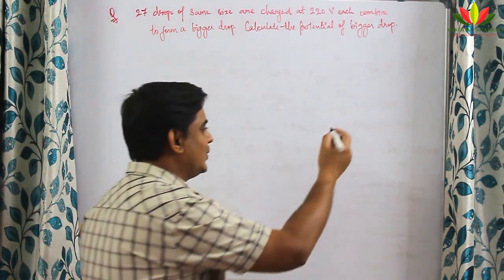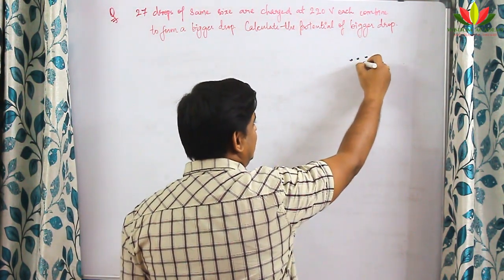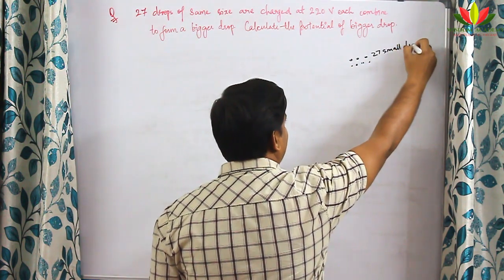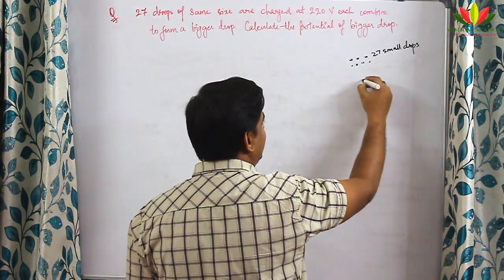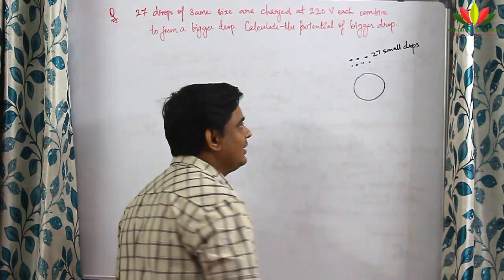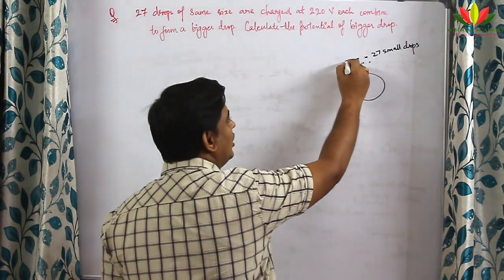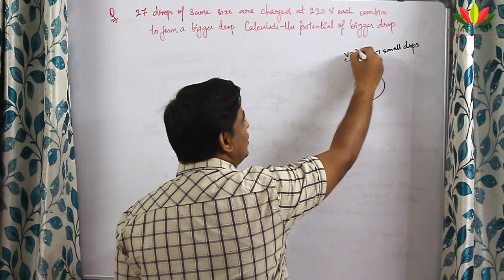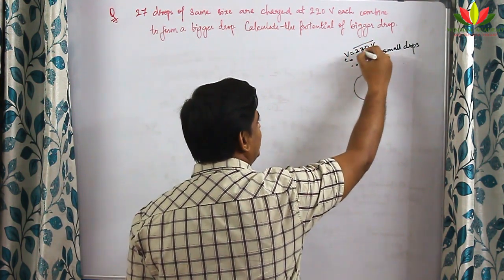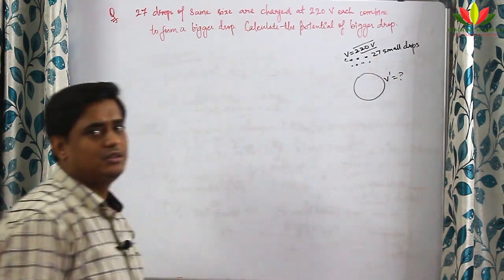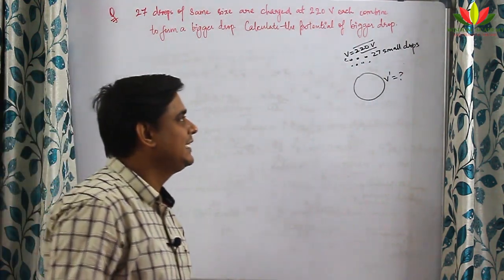So, what they are saying, there are 27 small drops, and all these 27 small drops combine to form a bigger drop. What they are asking you to find? If the potential of each drop is 220 volt, they are asking to find what is the potential of this bigger drop. Will it be same? Let us see whether it will be same or not.